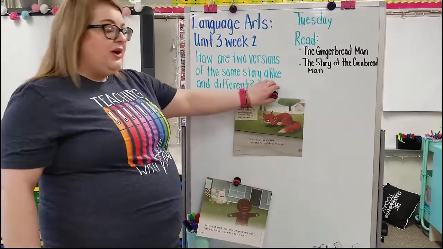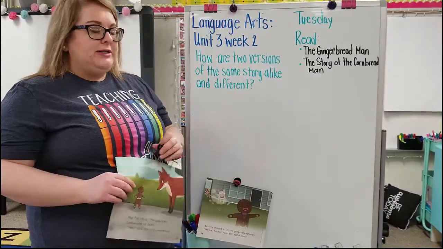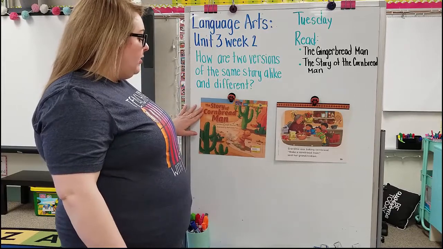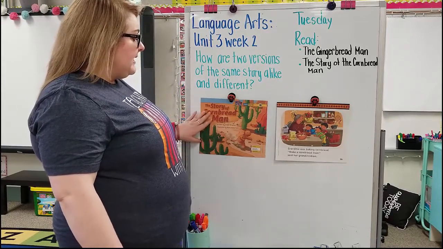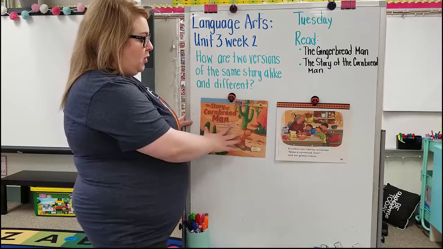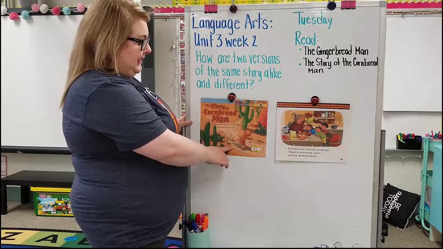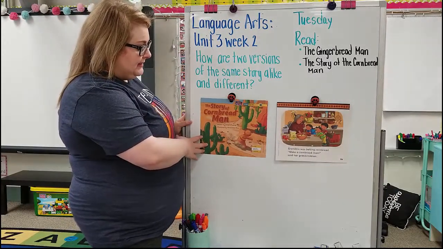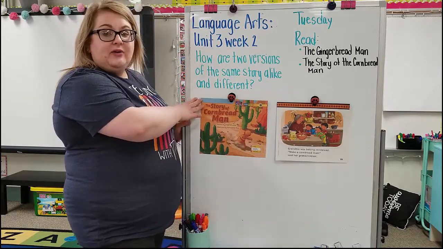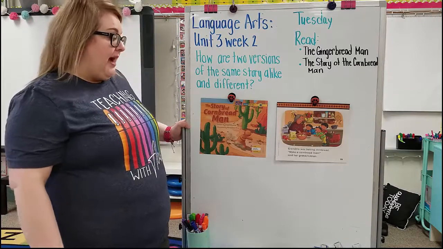Okay, so we are going to look at the Cornbread Man one more time. Okay, Miss Beery has the story of the Cornbread Man, and we can see in this setting it's a little bit different than the Gingerbread Man. We see that this is more of a desert with lots of sand. We see the cactuses, some stones. I do see some blue sky in the background, but I don't see a lot of trees and green grass.